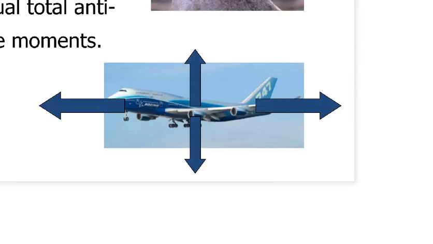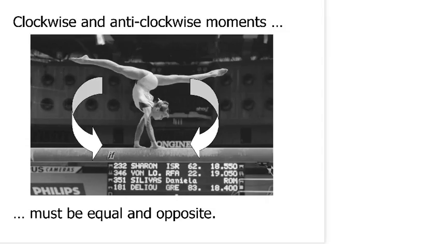The upward force of lift is a real number, but it's balanced by the downward force of weight. So this is equal and opposite to that, and this guy is equal and opposite to that guy. Awesome. So the airplane showed how forces have to balance out in order for equilibrium to occur. Now I want to show you a little bit about how moments have to balance out.